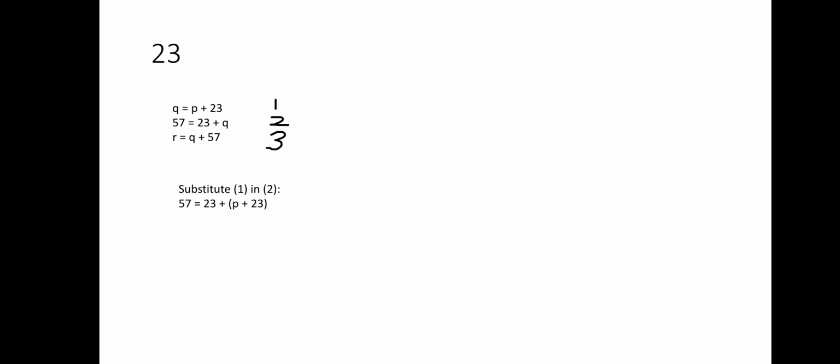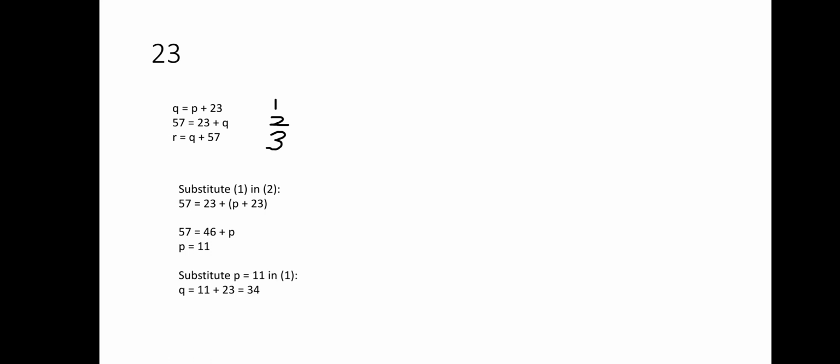We can substitute equation 1 into equation 2. So we can say that 57 is not just 23 plus Q, it's 23 plus equation 1, so P plus 23, because that's what the value of Q is. The value of Q is P plus 23, so substituting that would give you 57 equals 23 plus P plus 23. And then simplifying that gives us 57 equals 46 plus P. And then solving for P, that would be P equals 11.